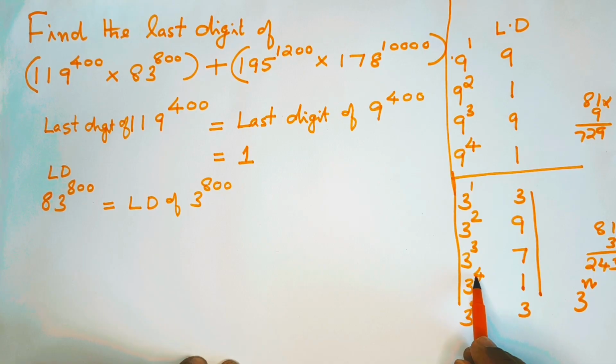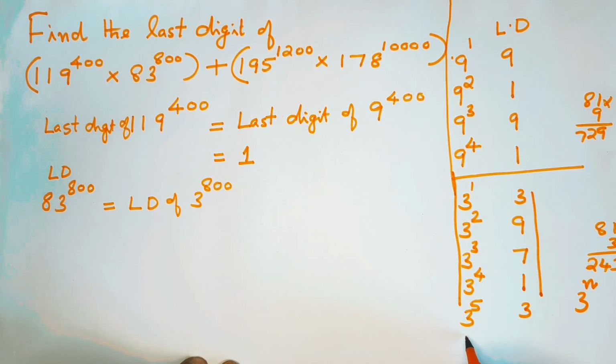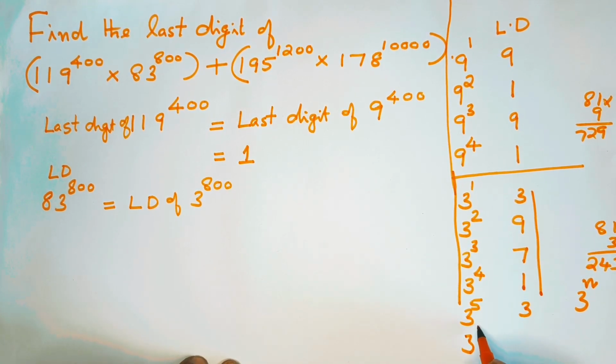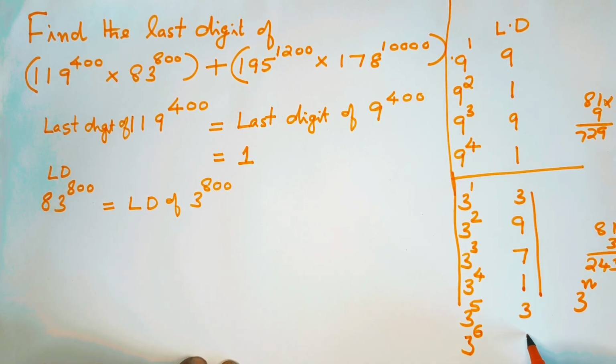When the power is 4, the last digit is 1. So if you continue, let me continue a few more. 3 power 6, this is going to be 9. The last digit of 3 power 7 will be 7. 3 power 8 will be 1 again.